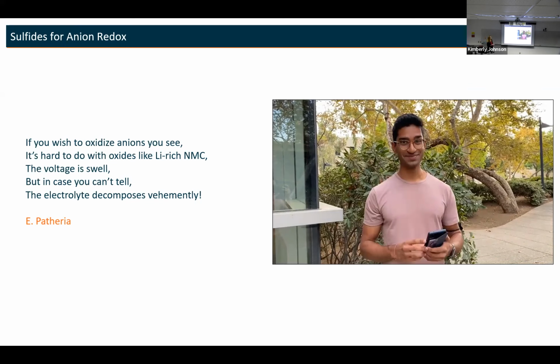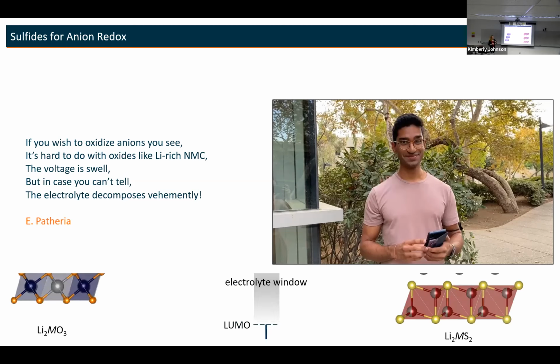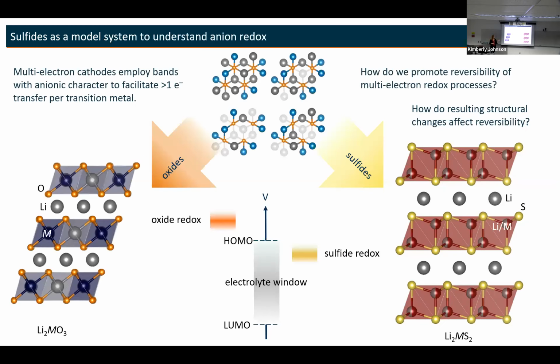But so the problem with trying to access p states of oxygen is that they're very high voltages or very low energies. And so you'll start to decompose other things in your cell before you do any oxide oxidation. And so that has really motivated us to go to sulfides. So over here on the left, we have our oxide paradigm.